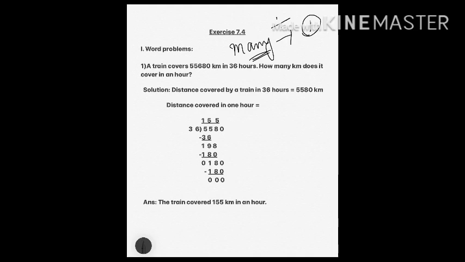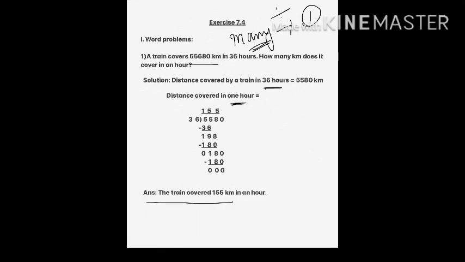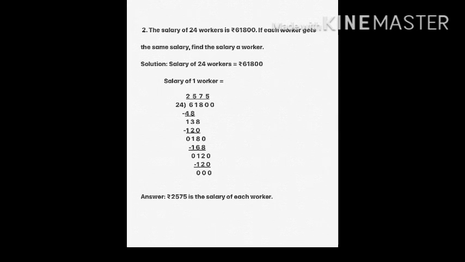Now look at the word problem here. A train covers 55,680 kilometers in 36 hours. How many kilometers does it cover in 1 hour? Again the value of many is given, that is distance covered in 36 hours, and distance covered in 1 hour is asked. The value of many is given and you have to find 1, so you have to divide. You know the procedure of division I have told you, and this way you can write the concluding answer like this.